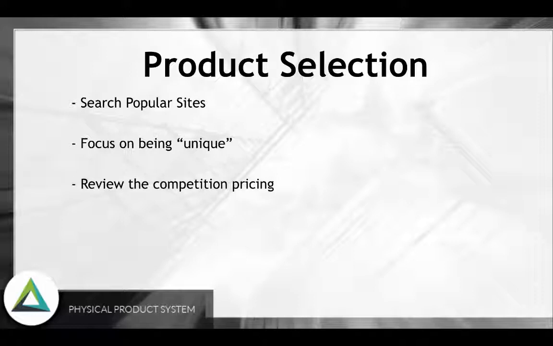And then what we're going to do is find that unique product and then review that product's pricing elsewhere in the market, because we don't want to outprice ourselves. We don't want to be much higher than the competition. You can be higher than the competition, but if you're 3x, 4x, it's not going to sell, right? There is logic behind pricing in the market, and the impulse purchase will only get you so far.